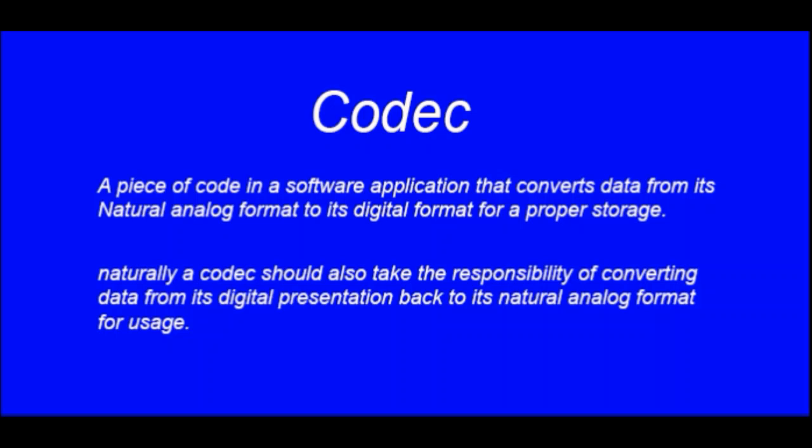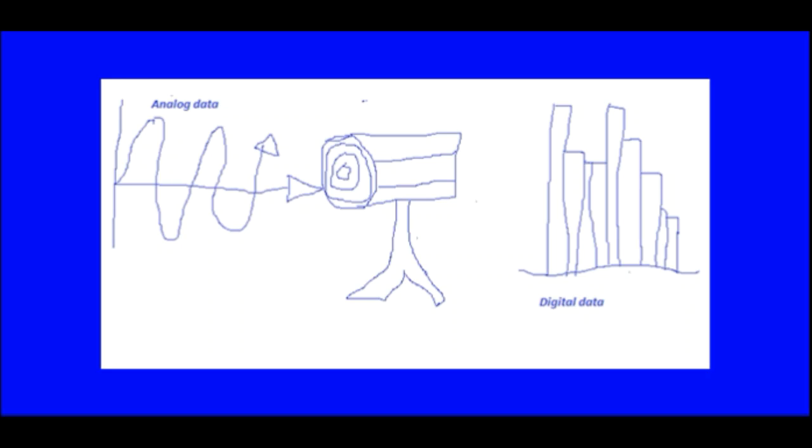When shooting a video using your camera, the lens of your camera is going to collect the visual natural analog data from space, and inside that same camera there has to be a piece of code that understands how to work with analog data to convert it to digital data.